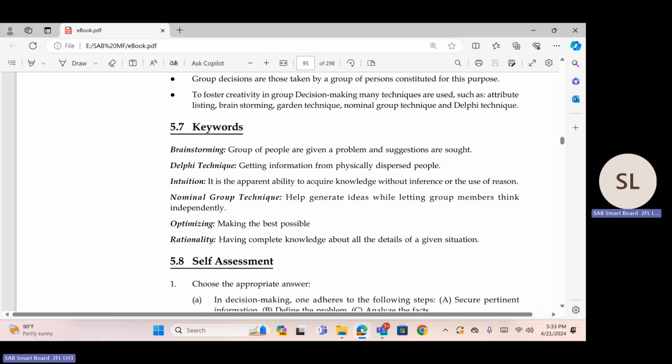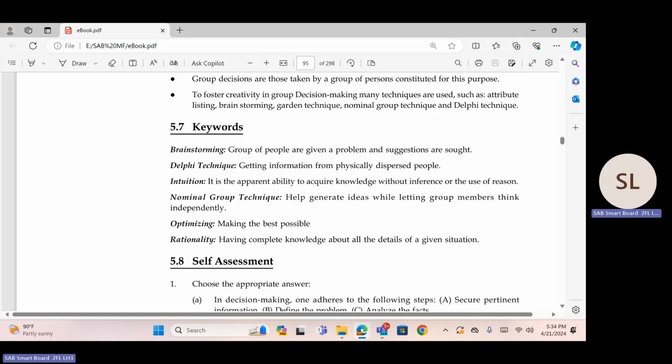Intuition is the apparent ability to acquire knowledge without inference or the use of reason. Animals have that, no? Better than human beings. Nominal group technique helps generate ideas while letting group members think independently. Optimizing means making the best possible. That's what I mentioned. In all decisions, the target should be kept at optimization, a very positive level.